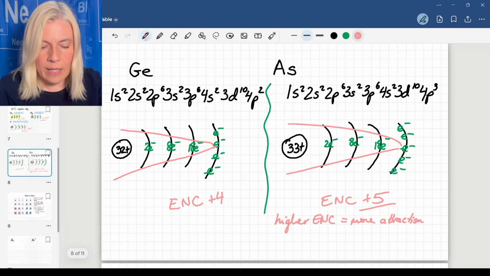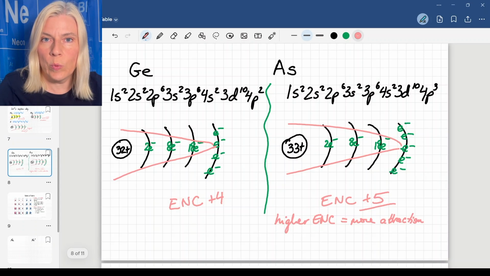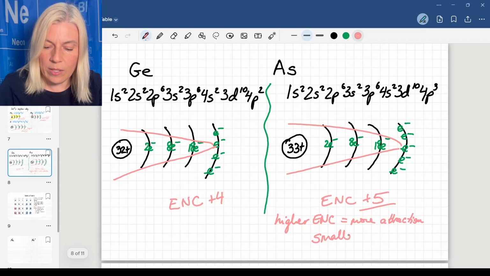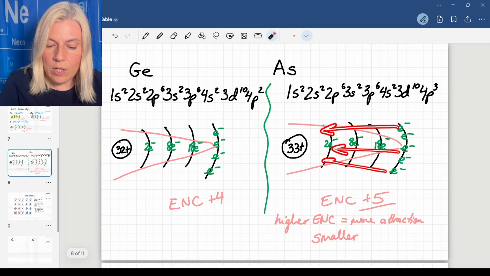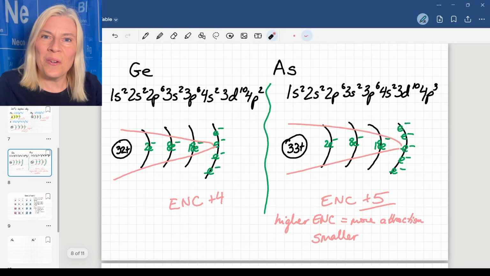So you say, aha, germanium and arsenic both have 4 energy layers. So that does not play into the role of which one is bigger. However, arsenic has higher ENC, more attraction, that means it is smaller. More attraction means electrons are more attracted to the nucleus, they will move in closer, and you have a smaller atom. All right, so I think you can now explain atomic size, neutral atom size.